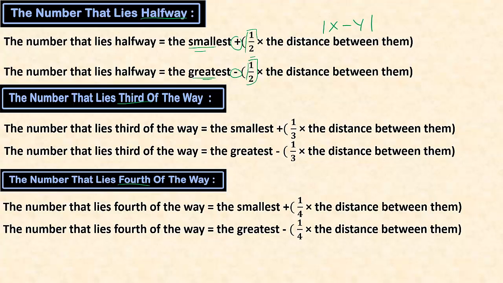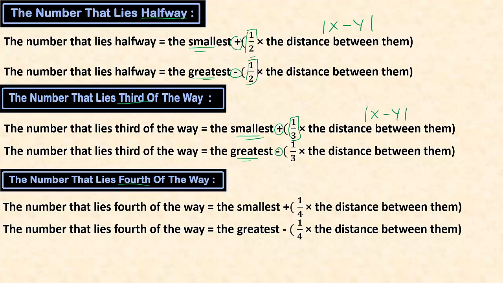What about if he is asking me to find the number which lies 1/3 of the way? He must decide either it is from the smallest or the greatest, as required. If he told me that he wants to find the number that lies 1/3 of the way from the smallest side, so the smallest number plus 1 over 3 times the distance. And we said again that the distance is the difference between the two numbers inside of the absolute value. And if he asks me to find the number that lies 1/3 of the way from the greatest side, so greatest number minus 1 over 3 times the distance between them.